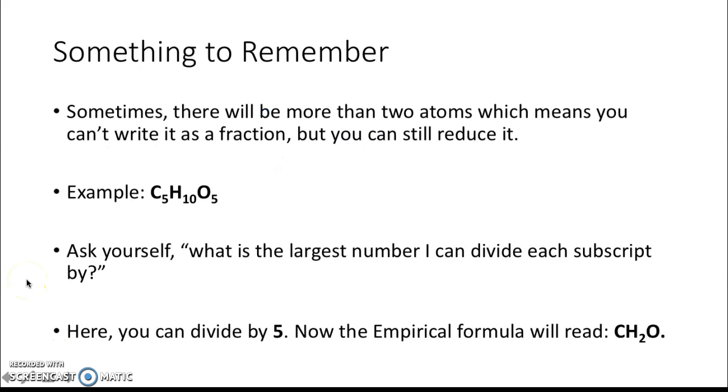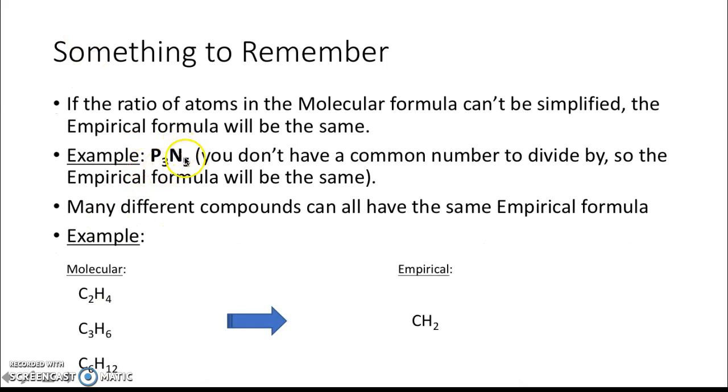Some things to remember. First of all, sometimes there will be more than 2 atoms, which means you can't write it as a fraction. So for example, we have C5H10O5. It's still easy though because you can see you can take out a 5 and then the empirical formula becomes CH2O. Also, if the ratio of atoms in a molecular formula can't be simplified, the empirical formula will be the same. So for like the compound P3N5, you don't have a common number, so the empirical formula will also be P3N5.